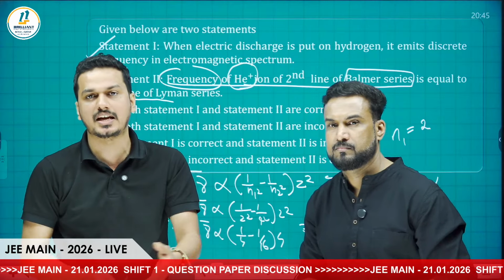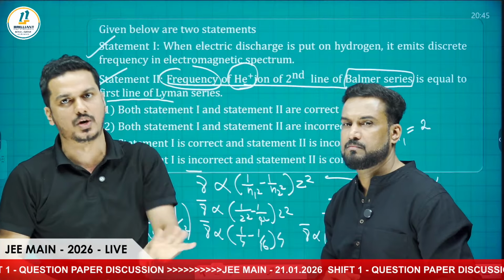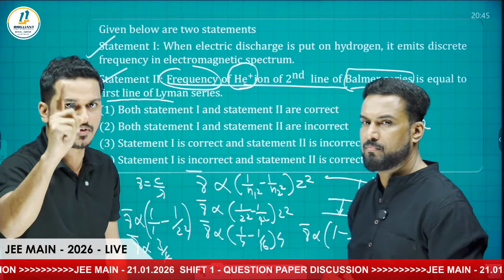If it is the Lyman series, the first line means from 2 to 1. If it is the last line or limiting line, it means infinity to 1. Don't forget that idea, okay? Always count from the one just about to that. That is the first line.